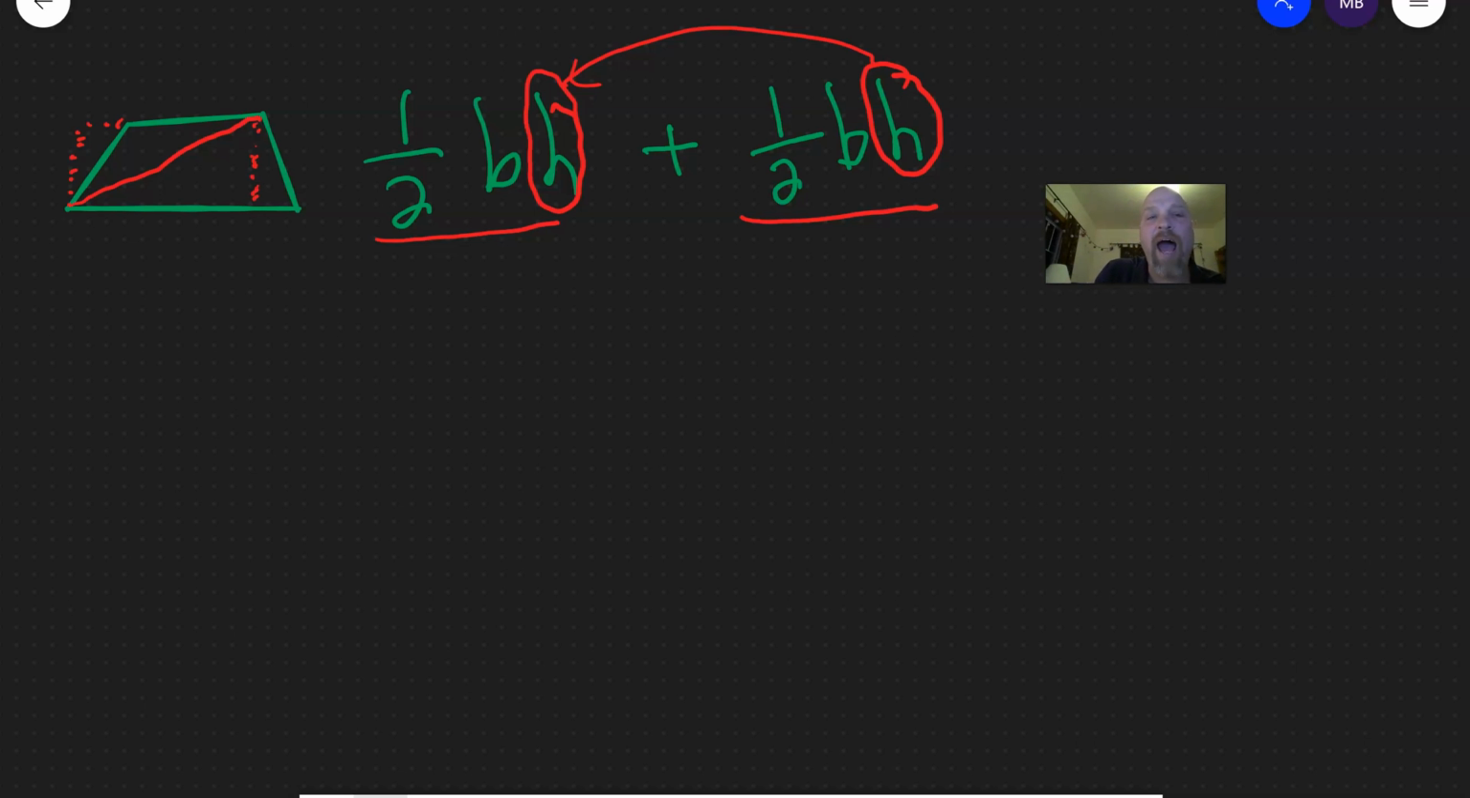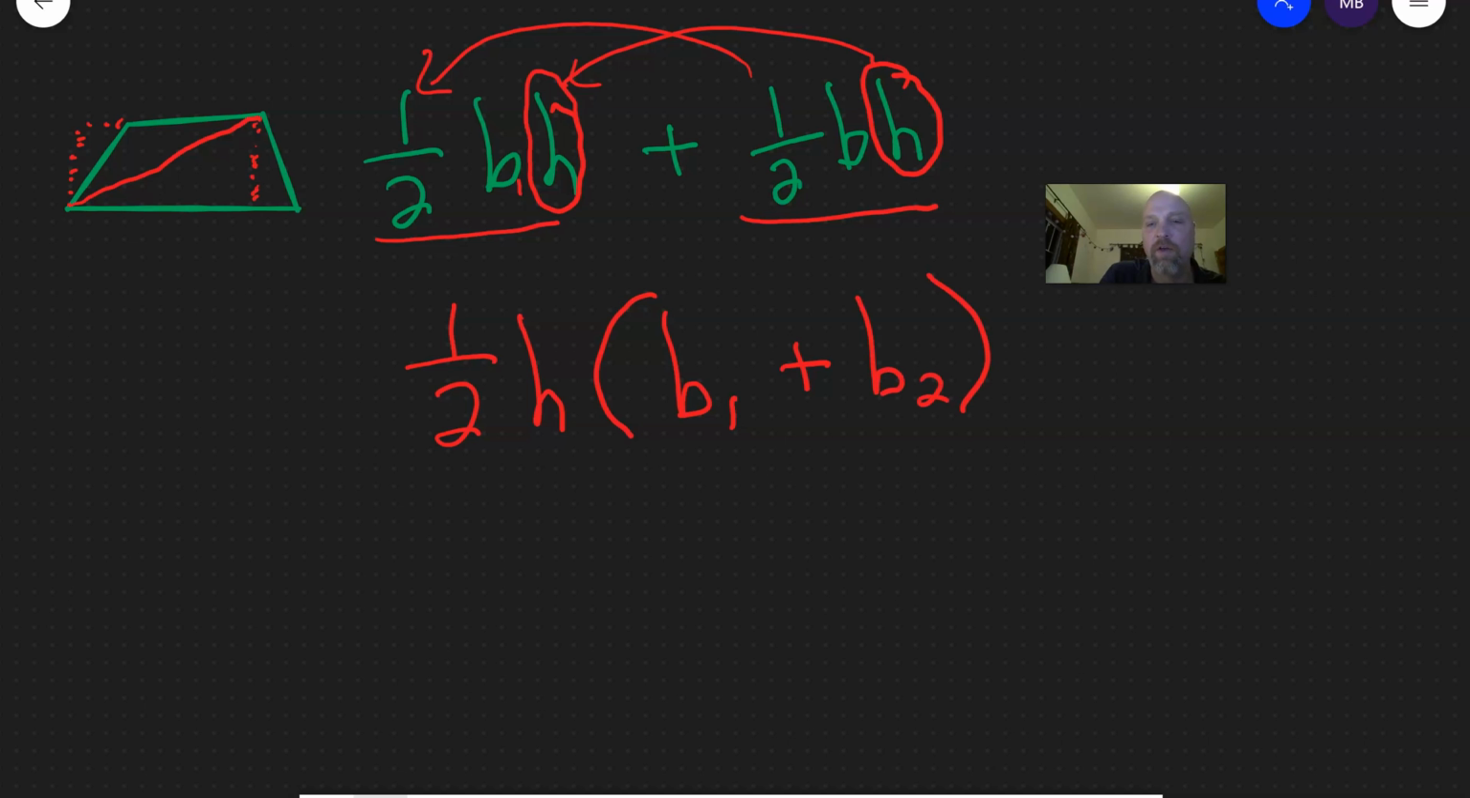So we learned about factoring equations. If I'm going to factor this, I noticed, look at the factors. They both have a half. 1/2 the height times, well, this base, we'll call this B1, plus B2. So there's our formula right there. All I got to do is say 1/2 times one base plus the other base. And to figure that out, I do what's in the parentheses first.